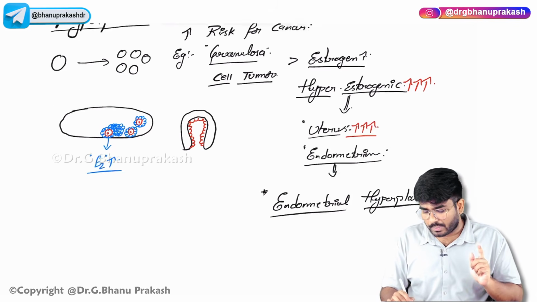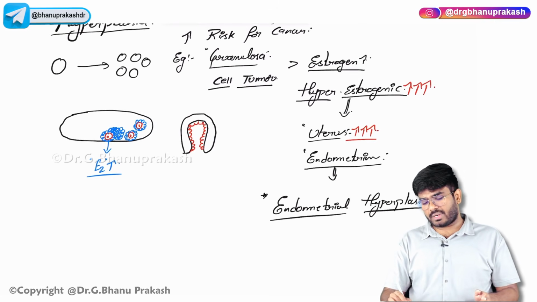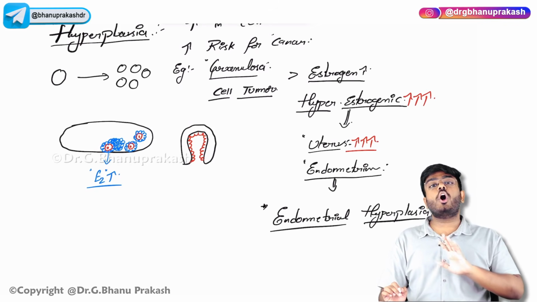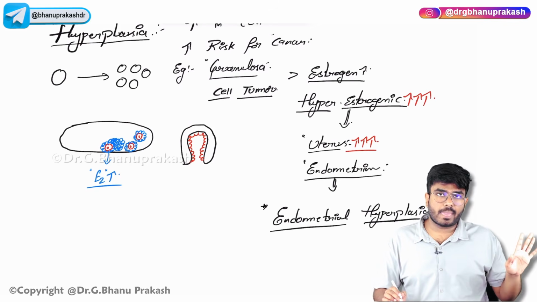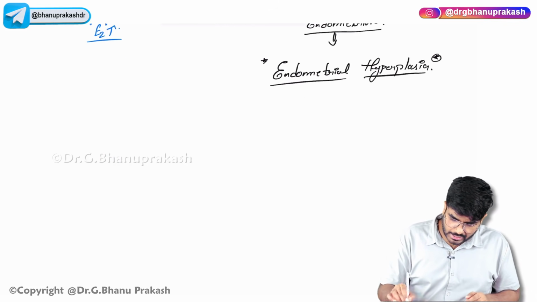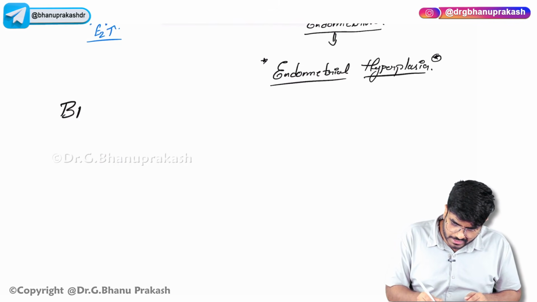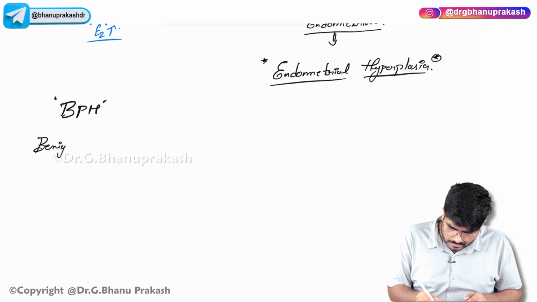But there is one hyperplasia in the body which does not increase the risk for any cancer. What is that hyperplasia, sir? That hyperplasia is called BPH. BPH stands for benign prostatic hyperplasia.